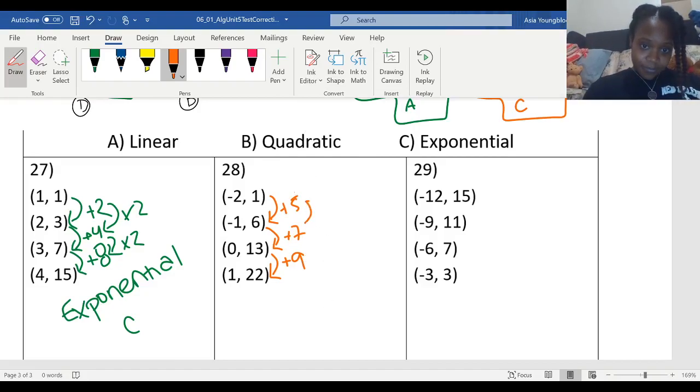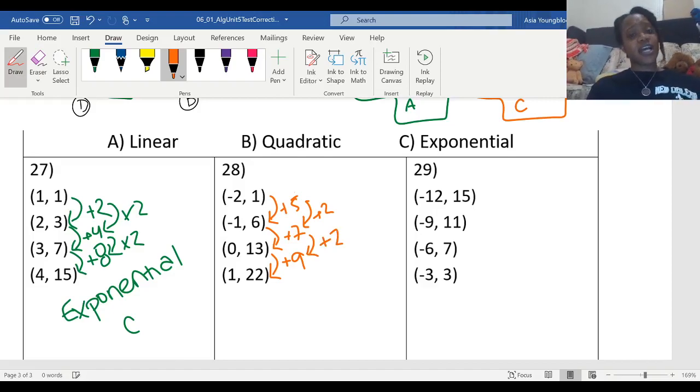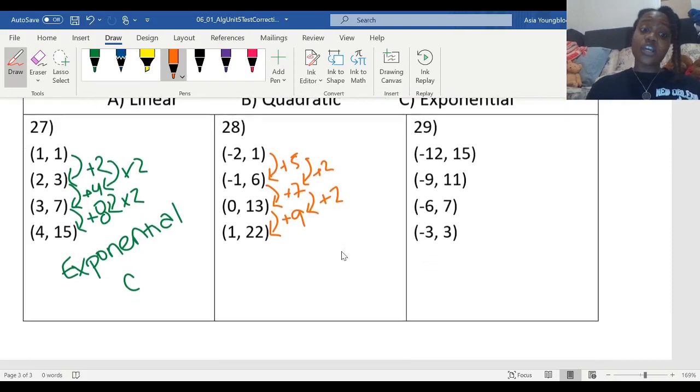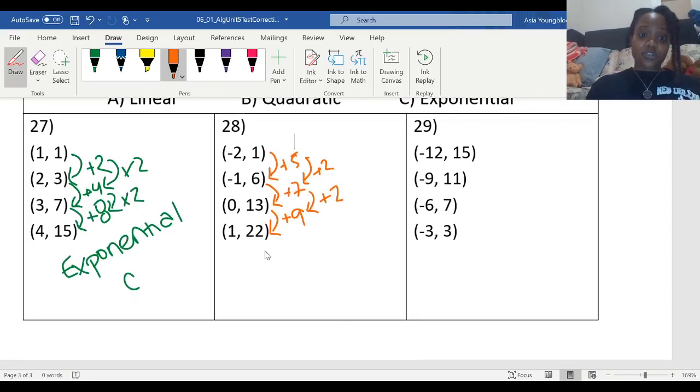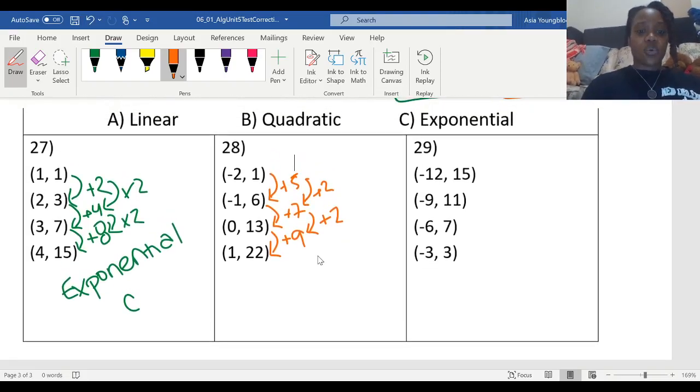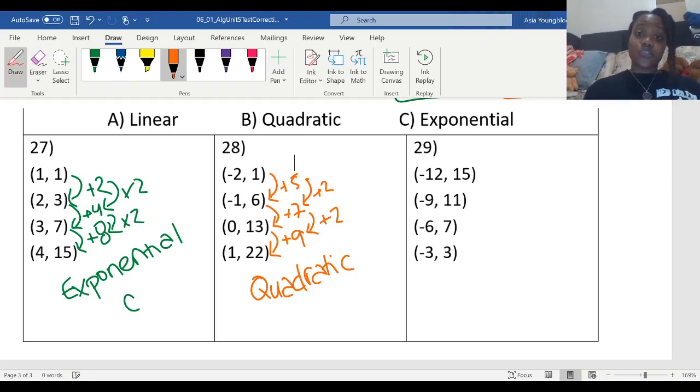5 plus 2 is 7. 7 plus 2 is 9. So since the second change is constant and with addition, we know that these ordered pairs have to represent a quadratic function. So for 28, make sure you write the ordered pairs, show the change, tell me it's quadratic, and then in your reflection, make sure you explain why.